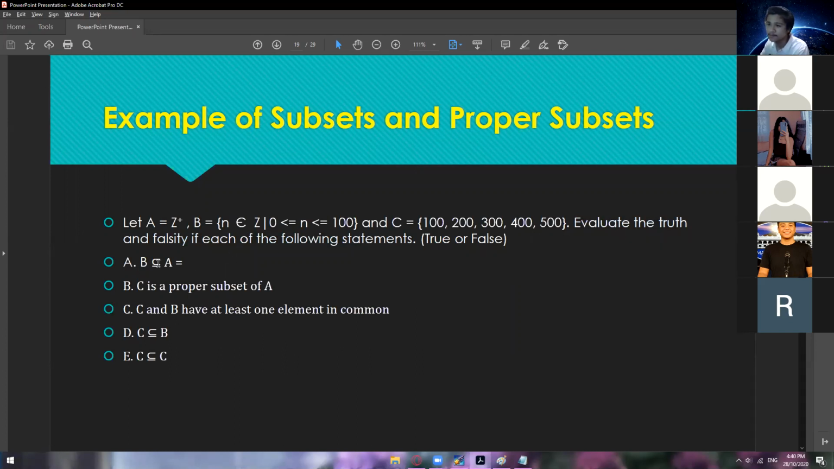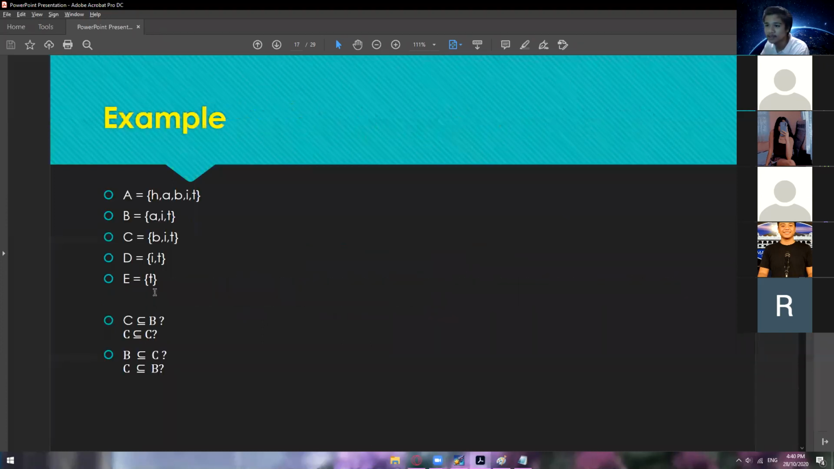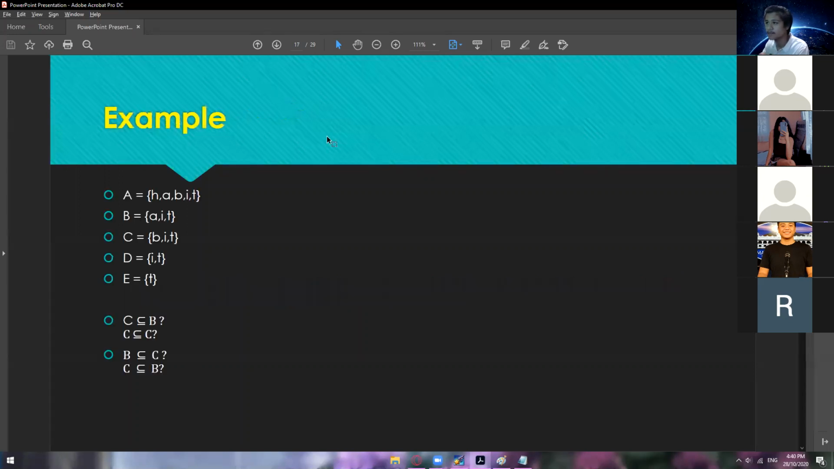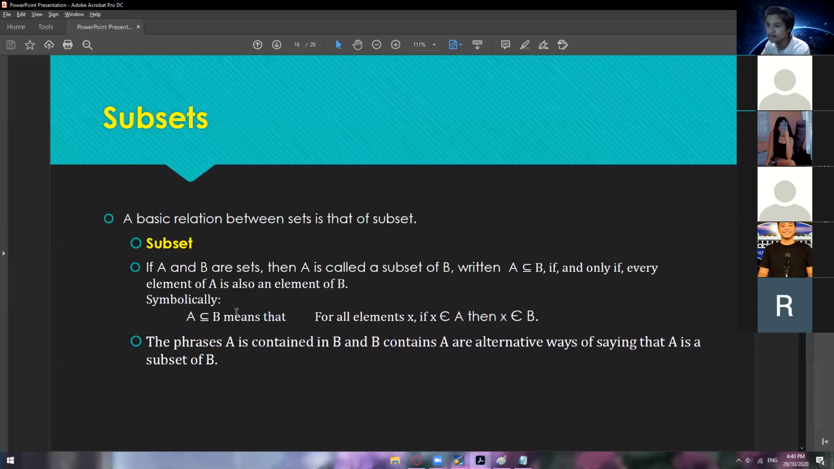So letter A. Again, this is the symbol for subset. If it's a proper subset, the symbol for that one is, do I have that one here? Okay, so the symbol of the proper subset is this one. It doesn't have a bar line below. For the subset, it has a bar line below.